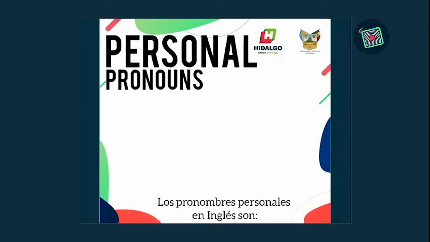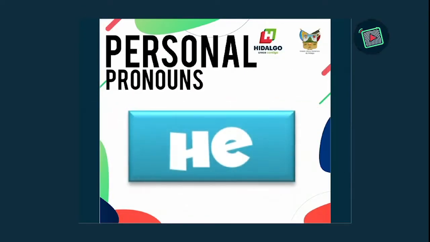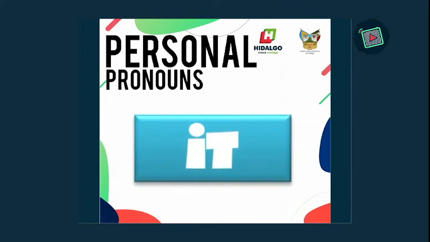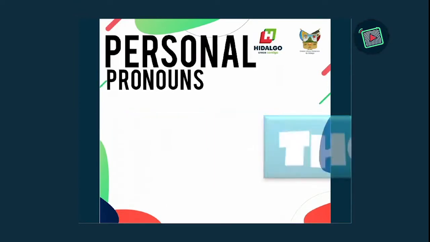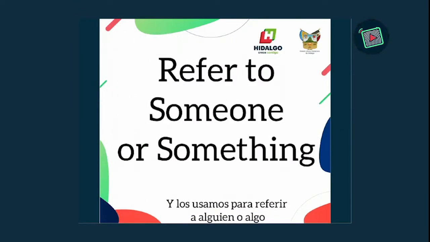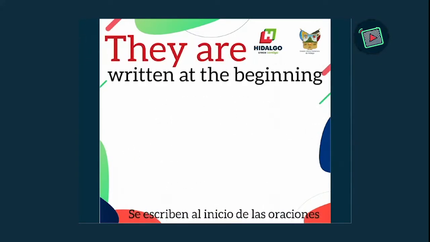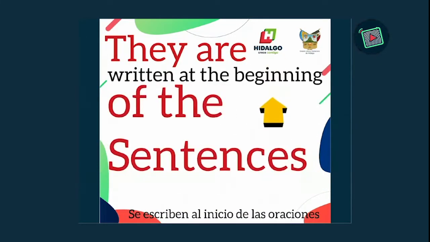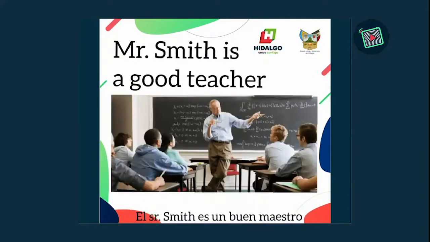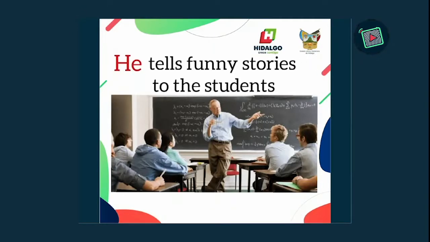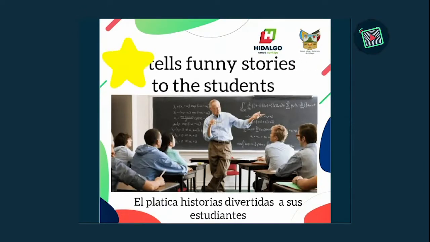The personal pronouns in English are I, you, he, she, it, we, you, they. And we use them to refer to someone or something. They are written at the beginning of the sentences. The subject of a sentence is the person, animal, or thing that does the action. Example: Mr. Smith is a good teacher. He tells funny stories to the students.